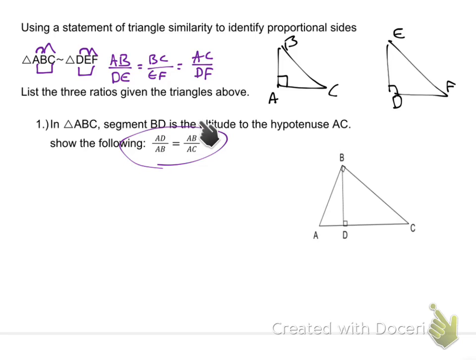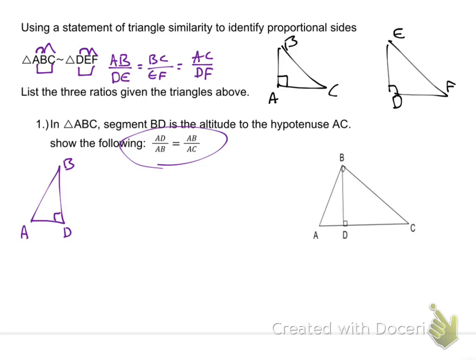So, AD and AB. Where is AD and AB? AD is here, and AB is there. So I think I'm talking about this triangle, that smaller one, right? So can I write that? A, D, B. If there's one thing I know, it's a right triangle. Why? If this is a straight line, and this guy drops straight down at a 90, that means both sides have to be a 90.